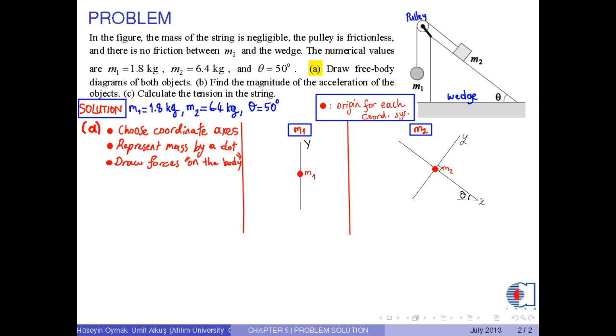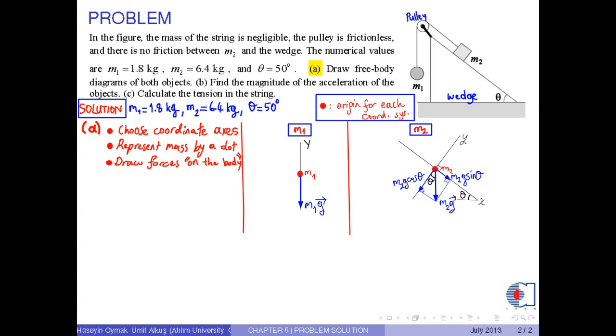Then we draw all forces on the body. First of all, we draw the gravitational force on each body. For mass M1 we have, and for mass M2 we have. Now for mass M2 it is suitable to decompose this force into x and y components as the following. As you see, we write only the magnitudes of these components and it is not necessary to use vector form here.